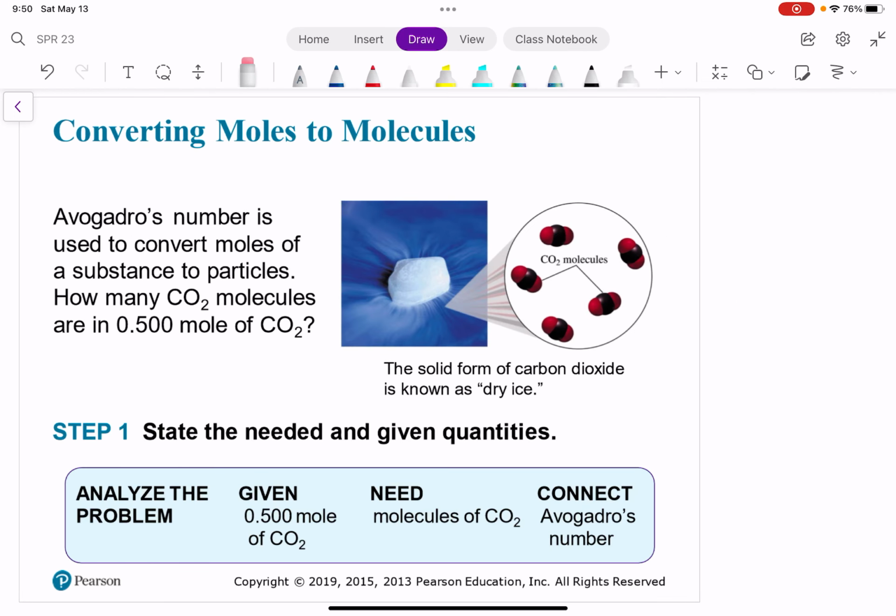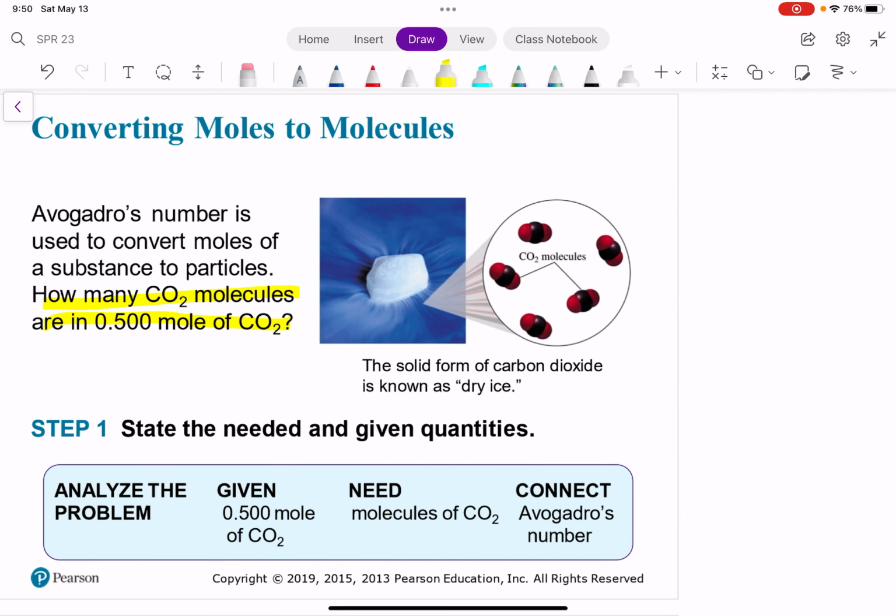All right, and one of the ways that this is really useful in chemistry is to convert moles of some substance to any kind of particle of that substance. So say we wanted to know, for instance, this example here, how many CO2 molecules are in 0.500 moles of CO2. So determining, okay, if I have this many moles of my substance, how many particles, molecules, atoms, ions, whatever, are in that amount of moles, okay? So let's go ahead and try this example together. So how many CO2 molecules are in 0.500 moles of CO2?